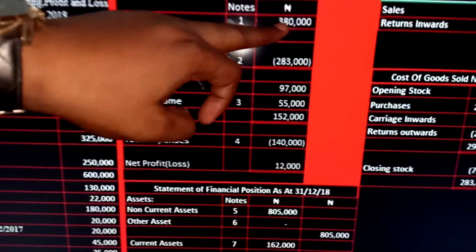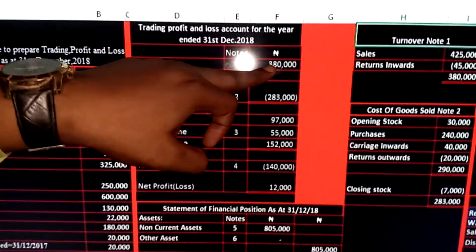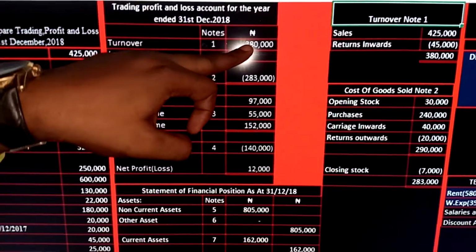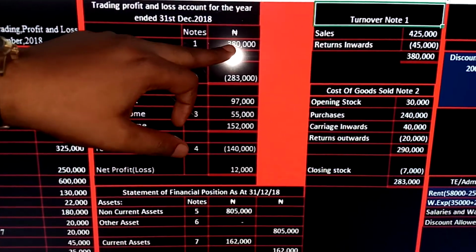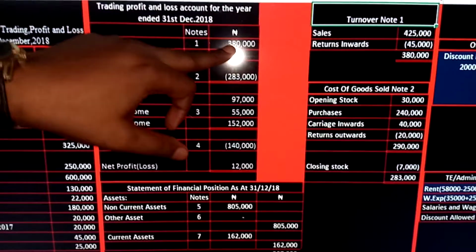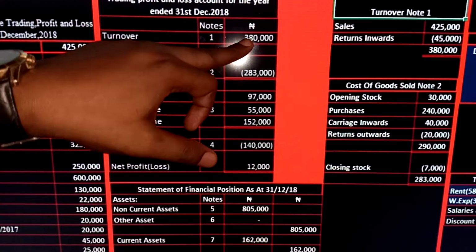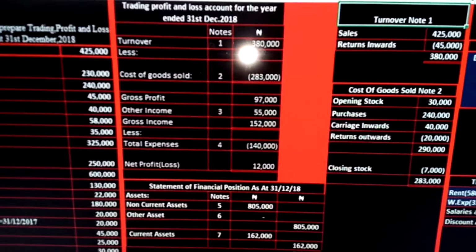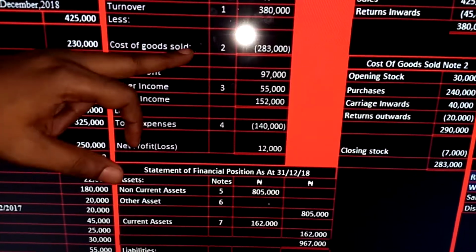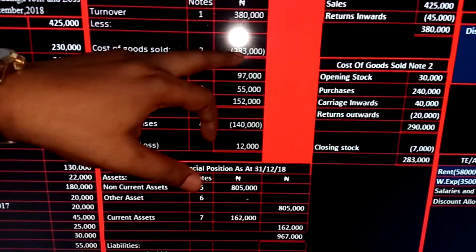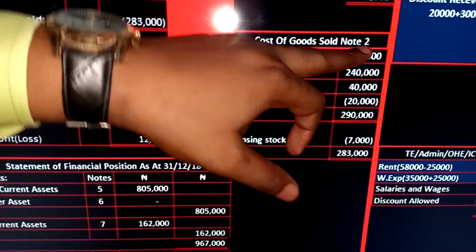We already had a class on preparing trading profit and loss account and balance sheet. So I advise you to go back to that class and understand it in case you're finding it difficult to understand what we're saying here. There's a class on trading profit and loss account and balance sheet. So it's the same thing we're doing here, just that we are adding adjustments. Okay, so the next one here we say less cost of goods sold. Our cost of goods sold here is 283,000. So note 2 gives us how we got it. So we have cost of goods sold here, note 2.